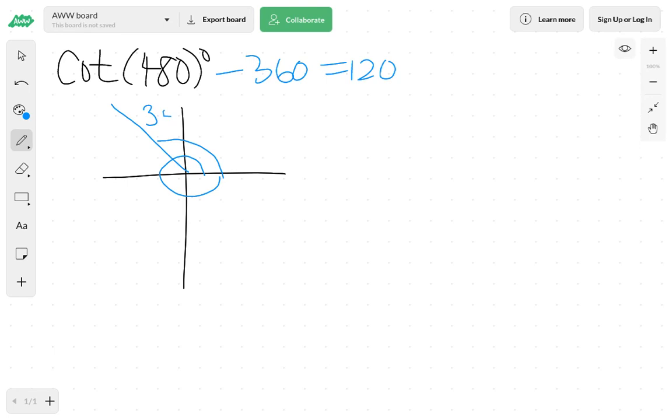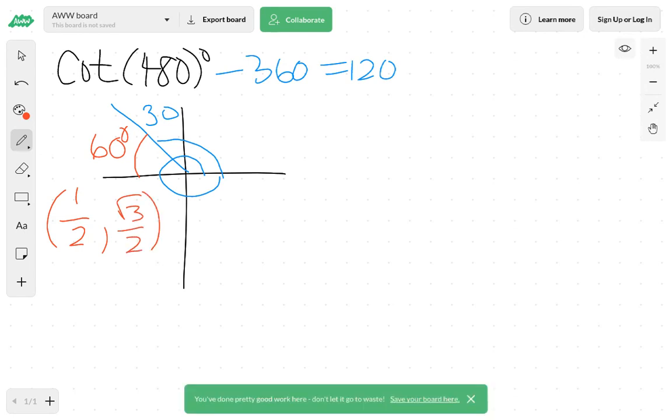So this part's 30, but remember that's not our reference angle. Our reference angle is always to the x-axis. So if that part's 30, this leftover part must be 60 degrees, since each quadrant's worth 90, making my reference angle 60 degrees. So I know when I have a 60-degree reference angle that I always have the point 1/2, root 3 over 2. And I also know that since I'm in the second quadrant, my cosine is the x, and so that's going to be negative.